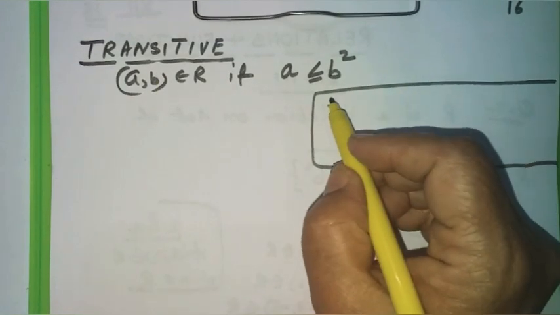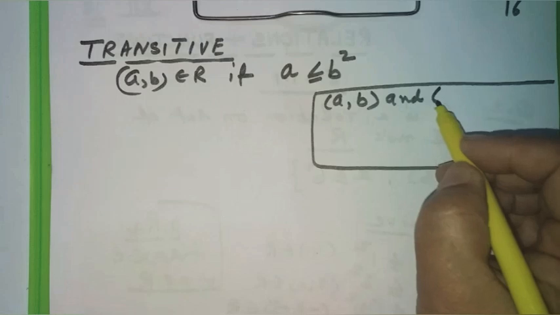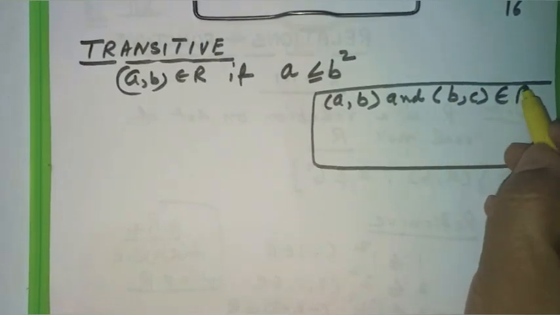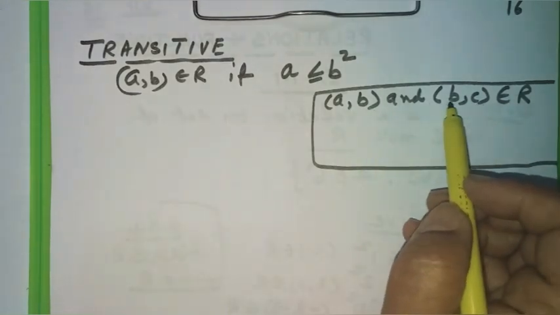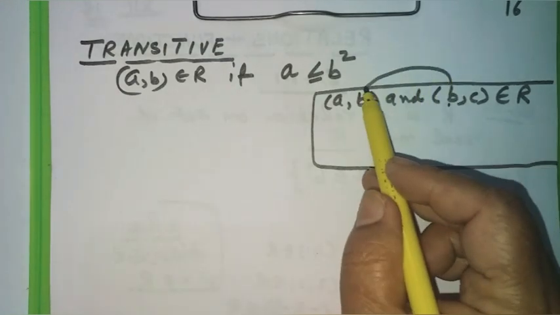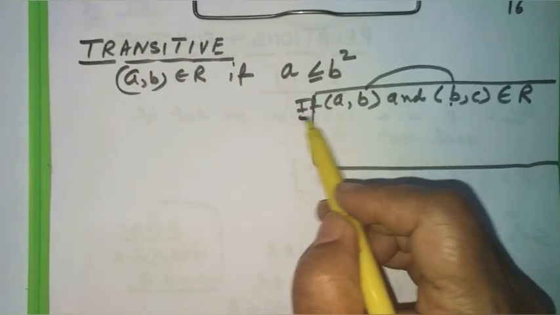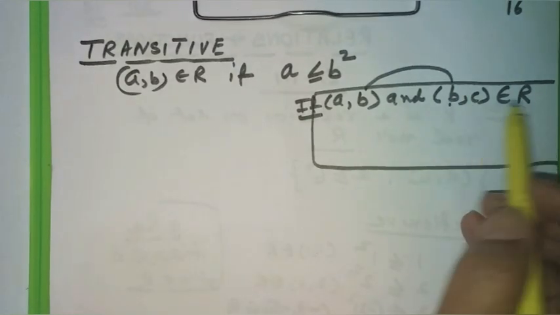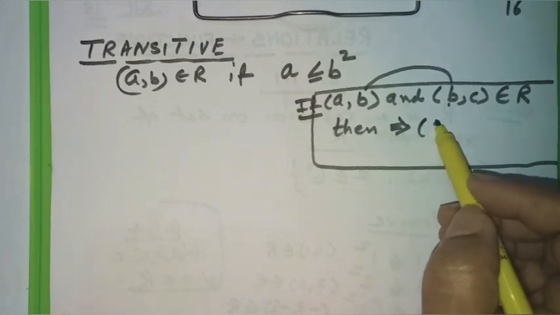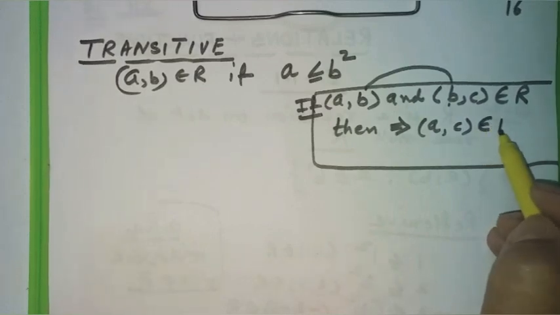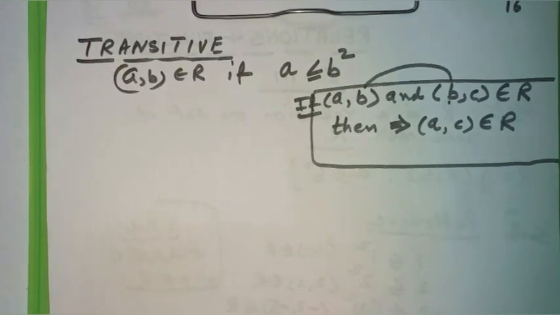Transitivity means that if the ordered pair (a, b) and another ordered pair (b, c), both of them belong to the relation R, where I have taken the second ordered pair in such a manner that the first element of the second ordered pair is the same as the second element of the first ordered pair, then it should imply that the transitive ordered pair (a, c) should also belong to R. If this happens, then we say that the relation R is transitive.